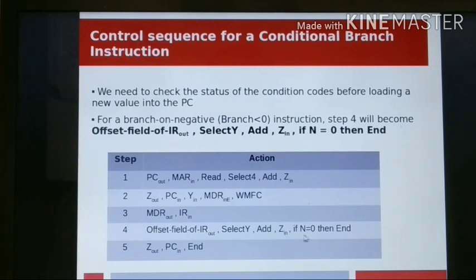But if N is equal to 1, that is, if that is a negative number, then we have to branch. So in that case, the fifth step will also be executed. That is, Z out, PC in. That means PC will be replaced with the branch target address. End. Then the next instruction will be executed from the branch target address. Okay.